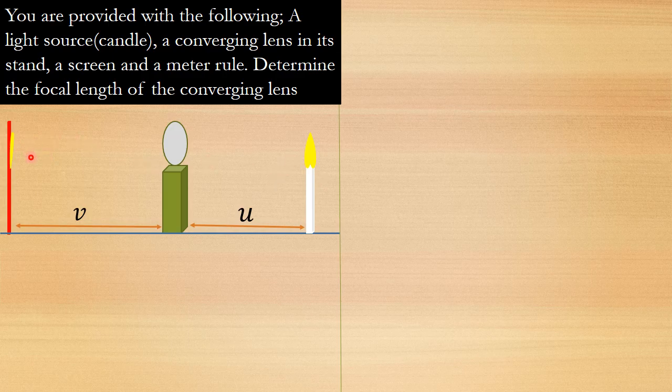Once we have seen that very sharp and inverted image, we simply measure the distance from the screen to the lens. We call that our V. Then the distance from the lens to the light source, we call that our U. This U will serve as the object distance. Then V serves as the image distance, from which we can use the lens equation to calculate the value of the focal length. Good. So friends, let's start with our procedure.